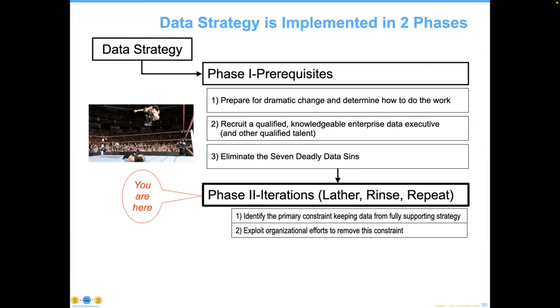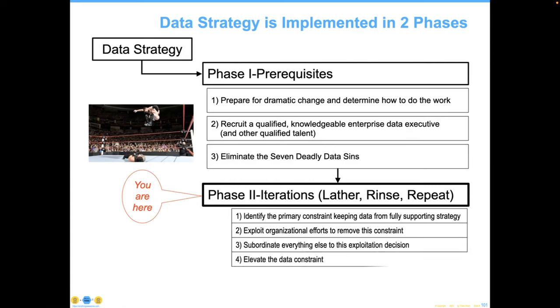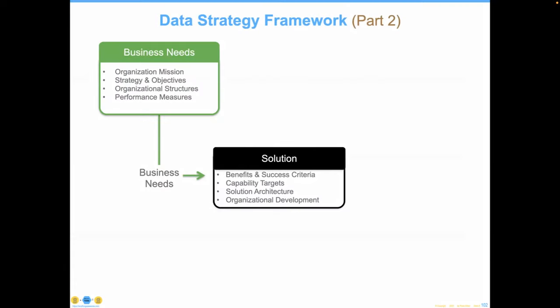Identify the primary constraint keeping data from fully supporting strategy in this particular environment, which means you have to not just look at volume of data, but you have to look at how much the value of that data is in that context. Exploit organizational efforts to remove that constraint. Subordinate everything else to this and elevate the data constraint. If that doesn't work, start over again. So there you have it, lather, rinse, and repeat. Let's look at it in a little bit more detail.